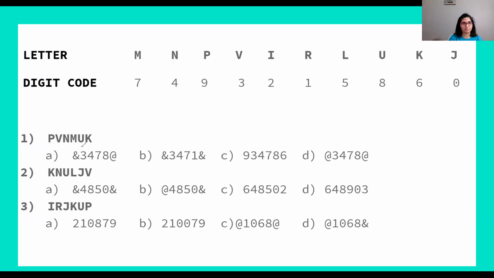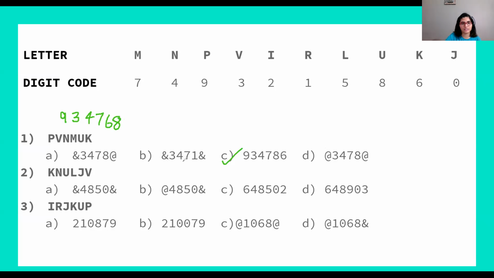So let's find the number code for this before checking the conditions. P is 9, V is 3, N is 4, and then 7, 6, 8. So the same answer is there, option C. So it is correct. You can always check the others.